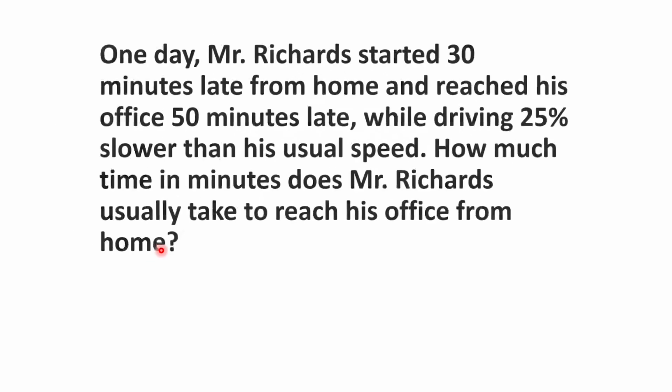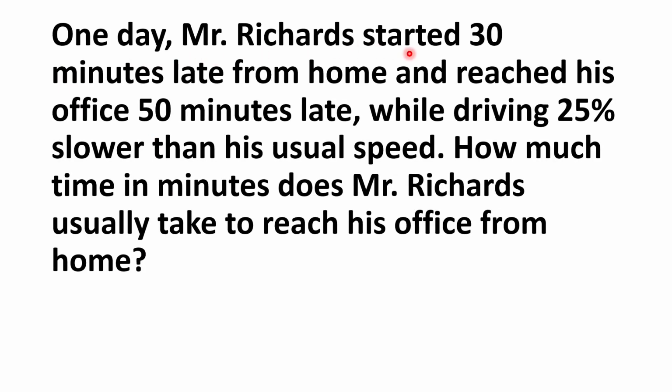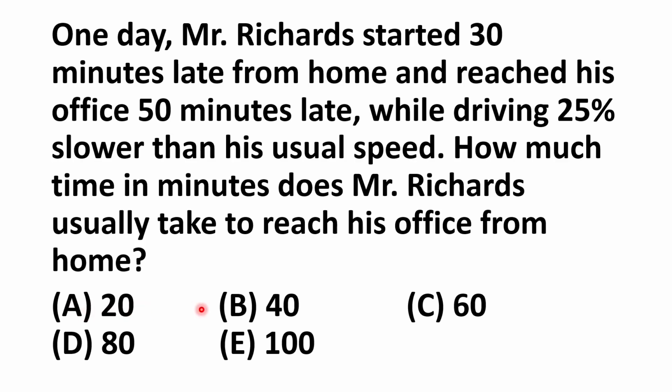So now let's come back to our question. This was our question. One day Mr. Richards started 30 minutes late from home and reached his office 50 minutes late while driving 25% slower than his usual speed. How much time in minutes does Mr. Richards usually take to reach his office from home? So these were the given options. So as we have solved this question, we come to the point that the time taken by Mr. Richards on usual driving is 60 minutes. So this 60 minutes is our correct answer, and option C is the right answer of this question.